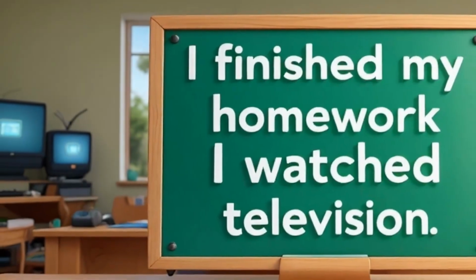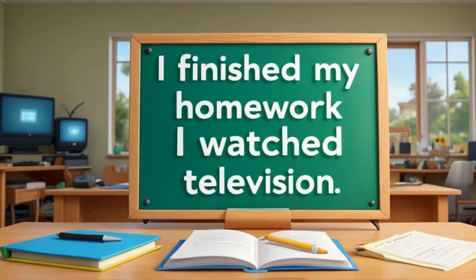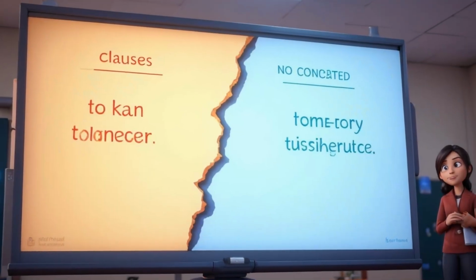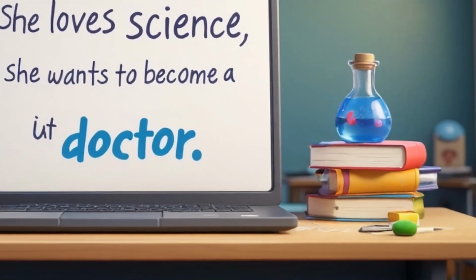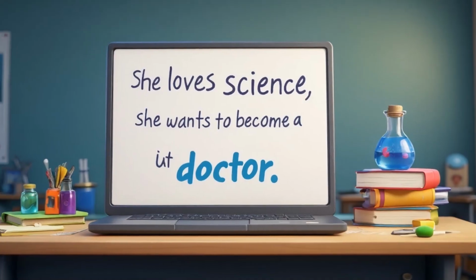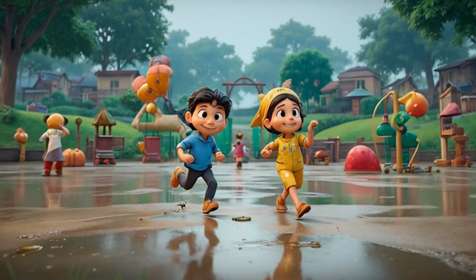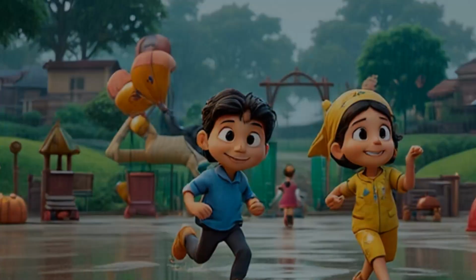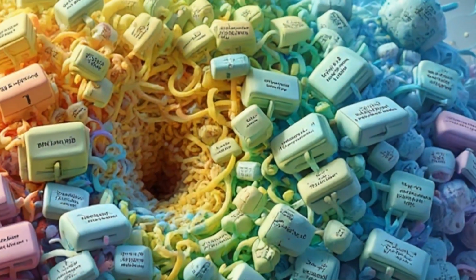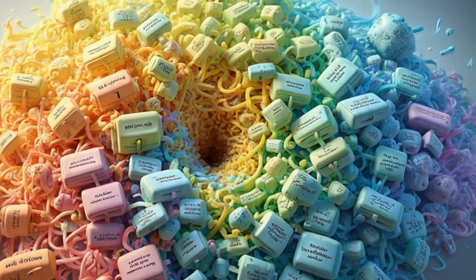For example, "I finished my homework, I watched television." This contains two complete thoughts but no correct link between them. Another run-on is "She loves science, she wants to become a doctor." A third is "The rain stopped, the children ran outside, the playground was still wet." Each example combines independent clauses in a way that confuses the reader.